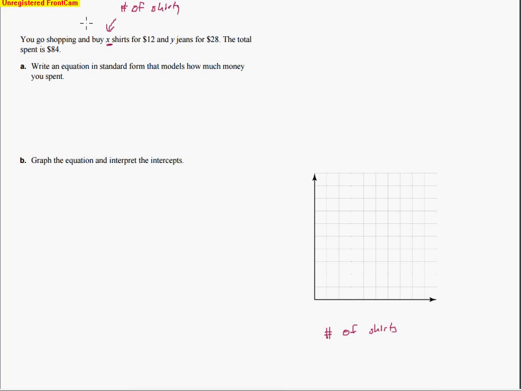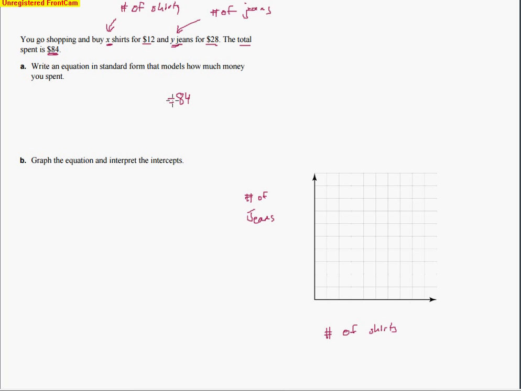And then it says Y jeans. So that's the number of jeans. Number of jeans. And so I'll go ahead and write down number of jeans on the y-axis. And so from this point, we're going to end up having to write an equation. Now let's see what we've spent. We're going to spend, okay, so you go shopping and you're going to spend $12 on shirts, $28 on jeans, and you have a total of $84.